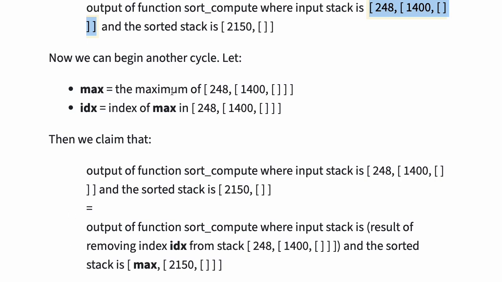Let max be equal to the maximum of the stack 248, 1400, and IDX be equal to the index of max in the same stack. Then we claim that the function where the input stack is 248, 1400, and the sorted stack is the stack 2150, is equal to the same function where the input stack is the result of removing index IDX from stack 248, 1400, and the sorted stack is the stack max 2150.